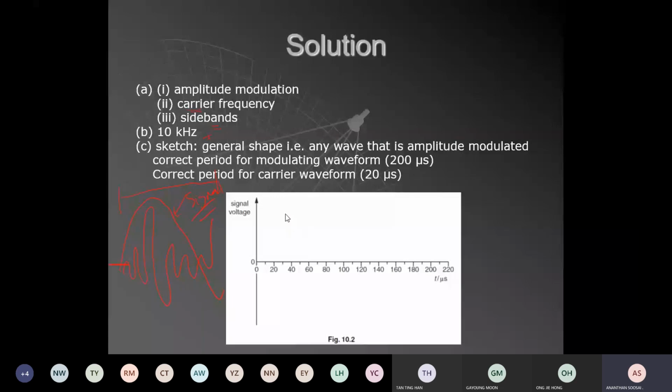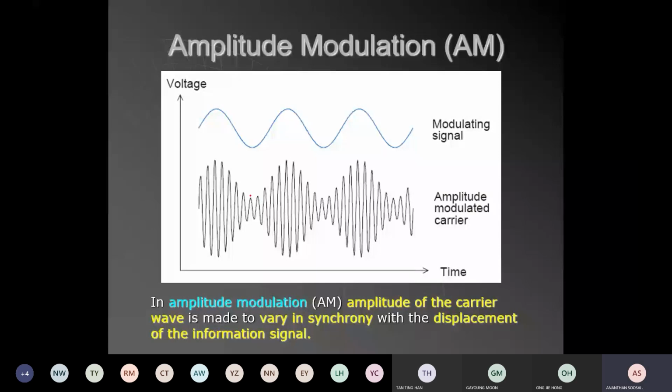You know the AM modulation, you go to the diagram, AM modulation. This is the AM. From here to here, this is the period of the signal. Crest to crest, the smaller, shorter one is the period of the carrier. The big one, from the lowest to the lowest here, is the period of the signal.